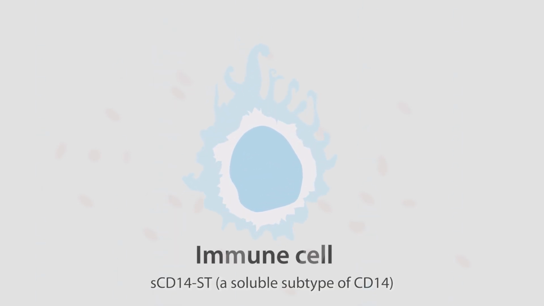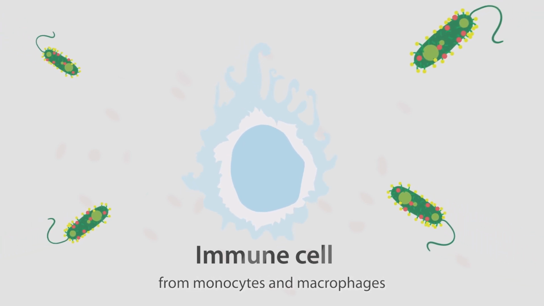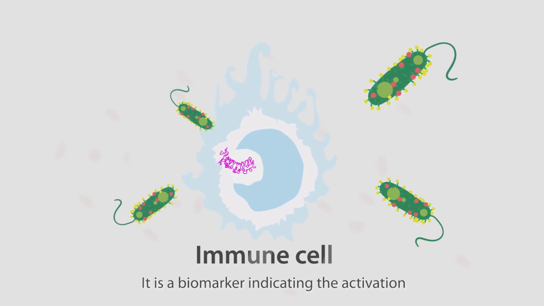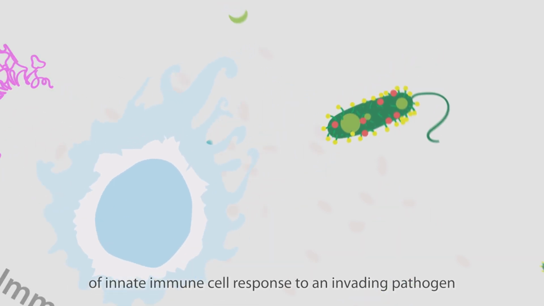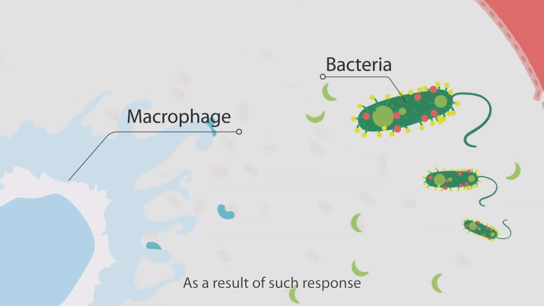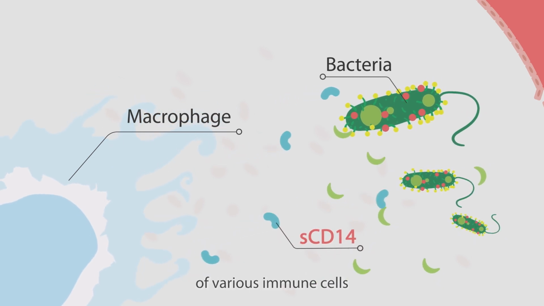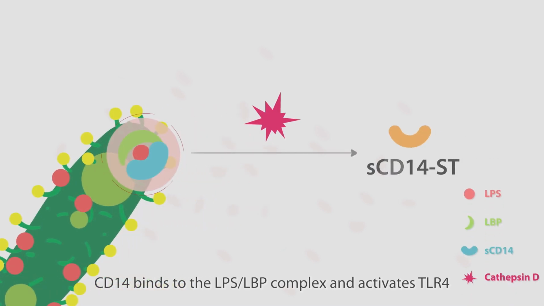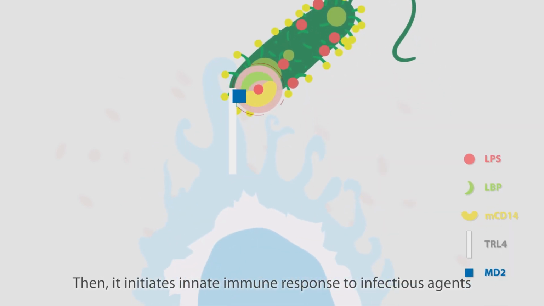sCD14-ST, a soluble subtype of CD14, is a glycoprotein fragment derived from monocytes and macrophages. It is a biomarker indicating the activation of innate immune cell response to an invading pathogen. As a result of such response, CD14 will be expressed on the surface of various immune cells. CD14 binds to the LPS-LPD complex and activates TLR4. Then, it initiates innate immune response to infectious agents.